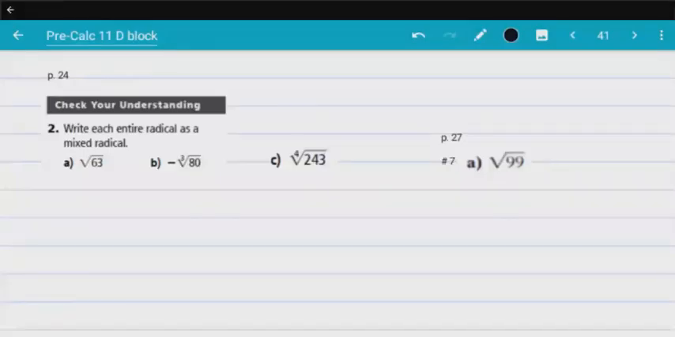Hi everyone, I'm back. This is Check Your Understanding number 2 on page 24. This is still about turning an entire radical into a mixed radical. So let's review. What is an entire radical again?